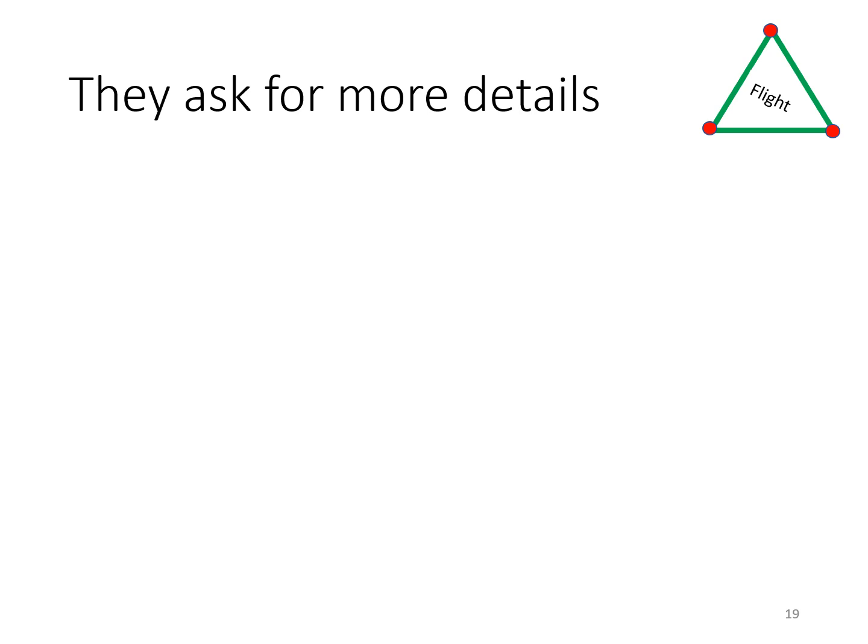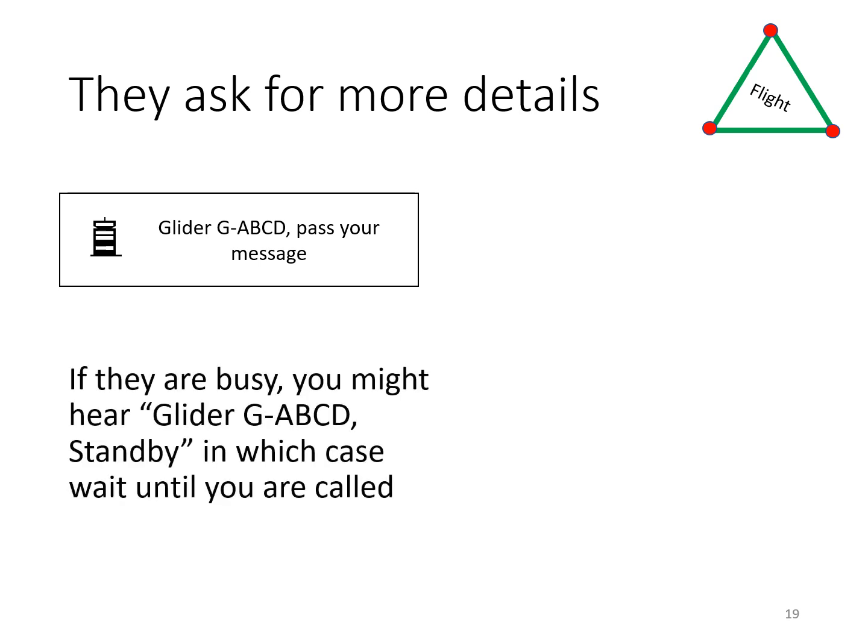Providing they're not doing something else at the time, we'll hear Glider Golf Alpha Bravo Charlie Delta, pass your message. If they're busy, you might hear Glider Golf Alpha Bravo Charlie Delta, standby, in which case wait until you're called. It's just possible they'll forget to call back, but wait at least a few minutes before trying again if so.